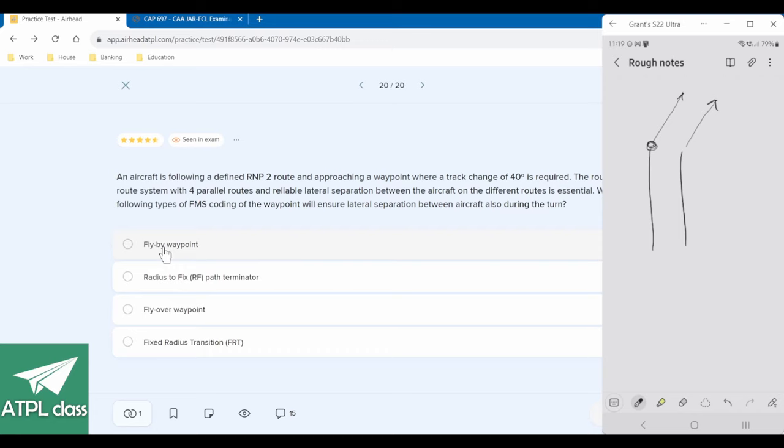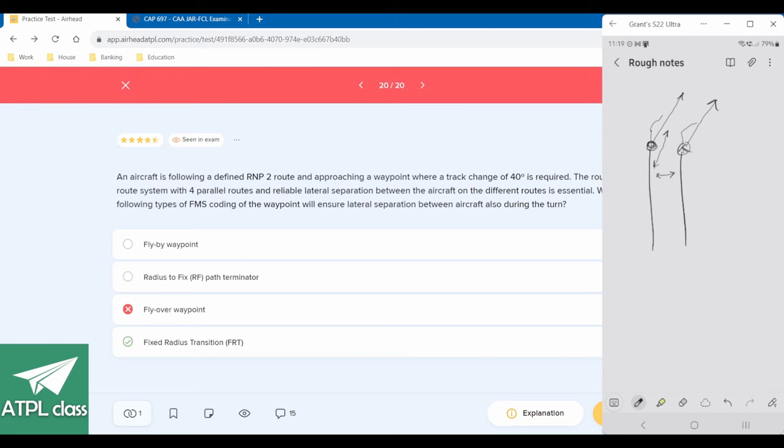So fly by, we might cut the corner like this, and that might make us not have the lateral separation of the aircraft. So I don't think it's going to be fly by. Radius to fix path terminator, I don't even know what that is, to be honest. Fly over a waypoint, that seems to make sense to me. We both fly over our waypoints before making the turns. And fixed radius transition, I'm going to go fly over. No, fixed radius transition, I don't even know what that is.